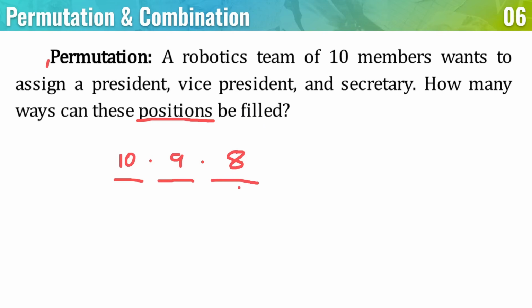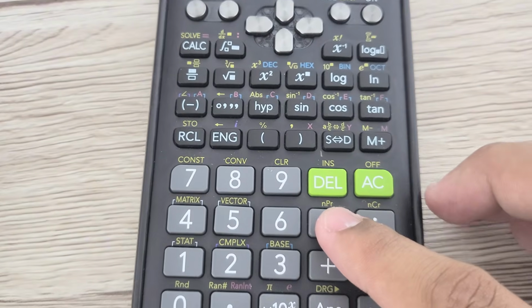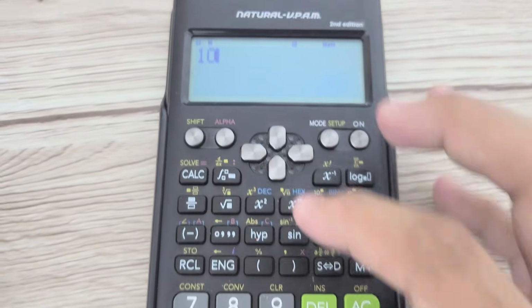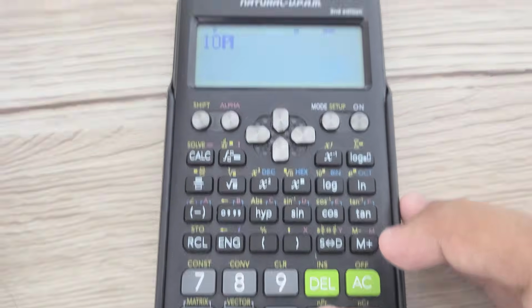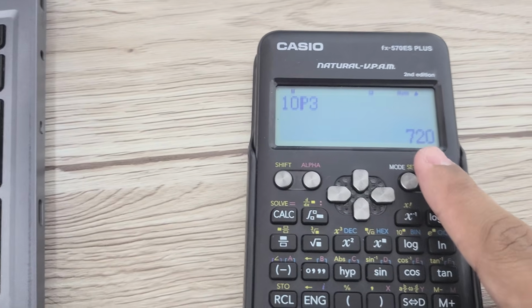When you're dealing with something like this, we can use instead the permutation. The permutation is written as nPr, or rather n factorial over n minus r factorial. You can input it on your calculator as shown. To have this nPr on your calculator, simply input 10, shift, then nPr, and then type 3. That should give you the same answer, 720.